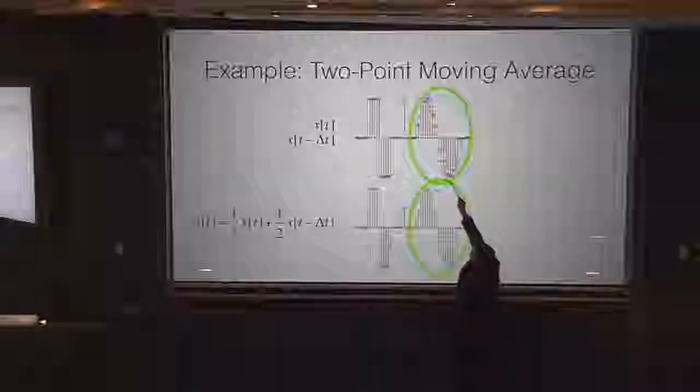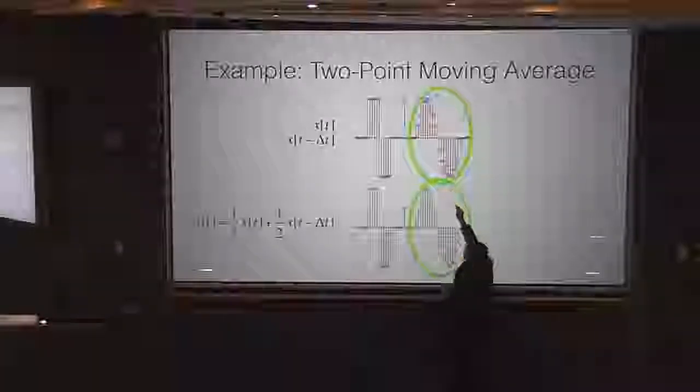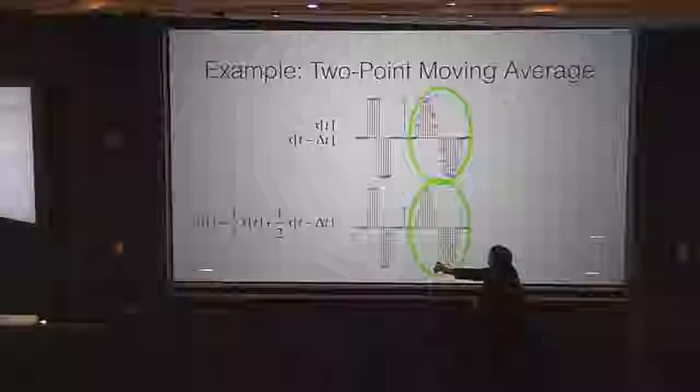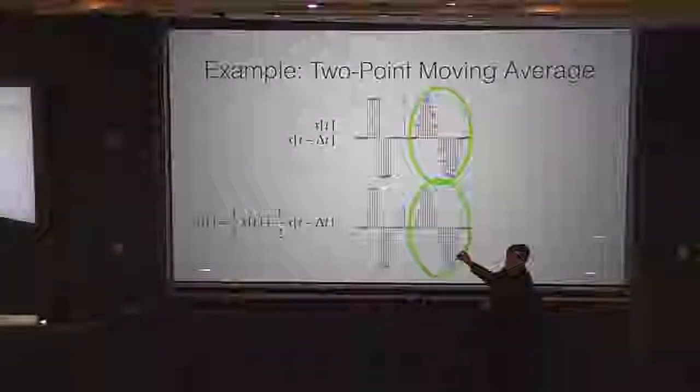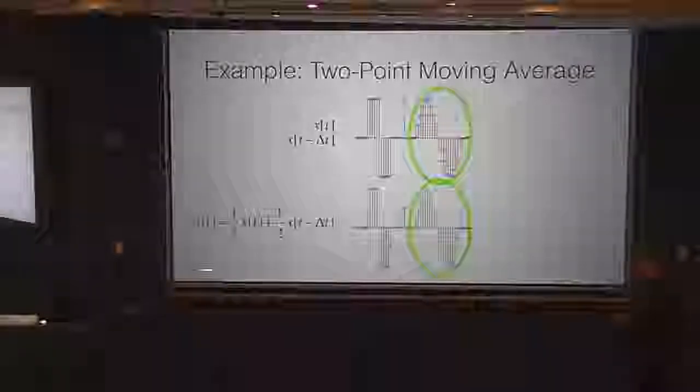But as you can see here, because this blue and red are different, and this blue and red are different, the values that you get are moving the rise of the sinusoid, the sinusoidal part, a little bit to the right. So it's slightly delaying the sinusoid as it goes through.